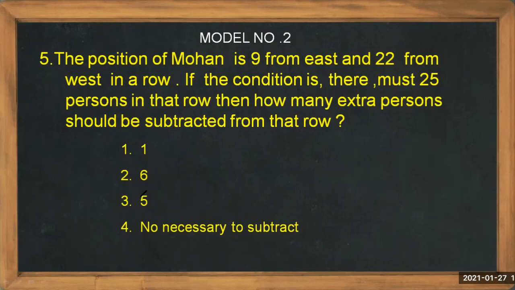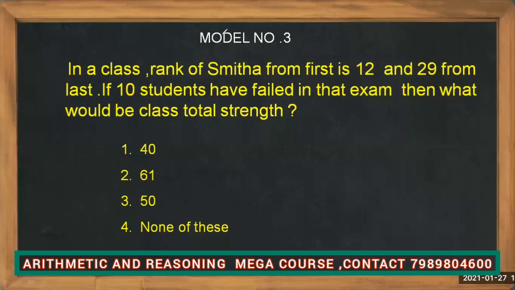And the next one, model number 3. The question: in a class, the rank of Smita from the first is 12 and 29 from last. If 10 students have failed in that exam, then what would be the class total strength? Very simple, my friends. Before solving this problem, let's see one thing here.